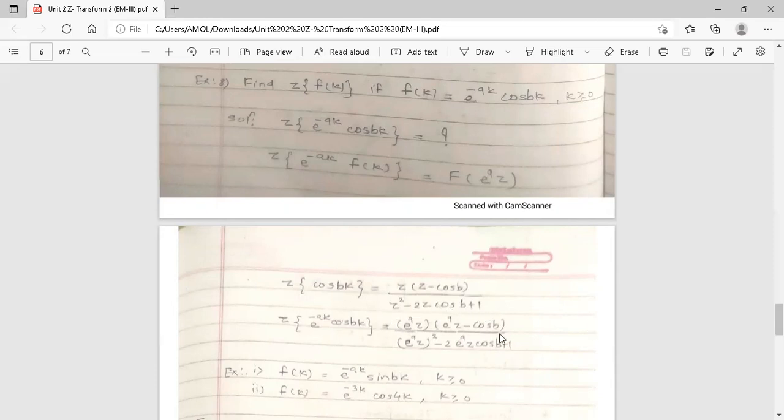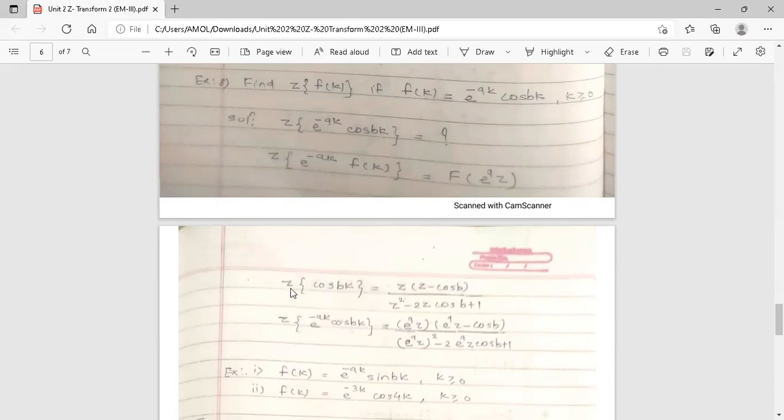This Z transform is using the formula of the standard sequence cos alpha k. In place of alpha here, the term is b. We have already discussed in the first lecture of Z transform the Z transform of some standard sequences, including the formula for the cos sequence. We are using that formula here. Then the Z transform of the product of two sequences, e raised to minus ak into cos bk, now use this formula here.